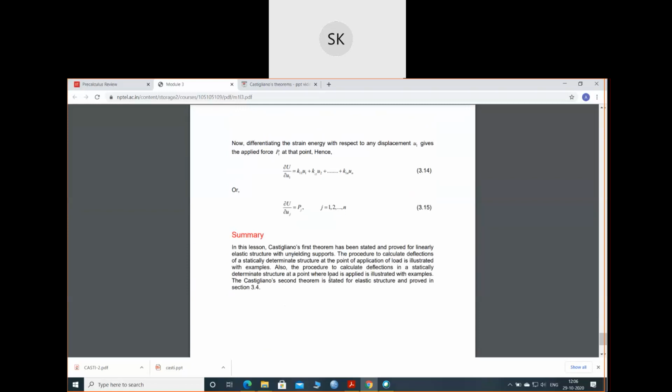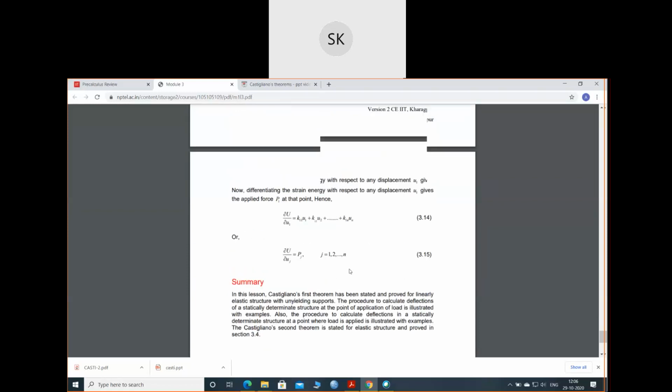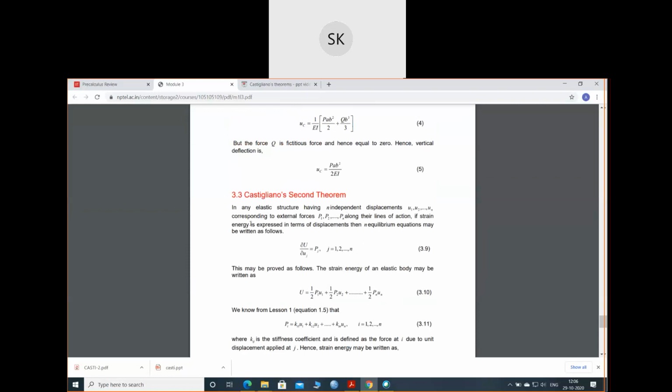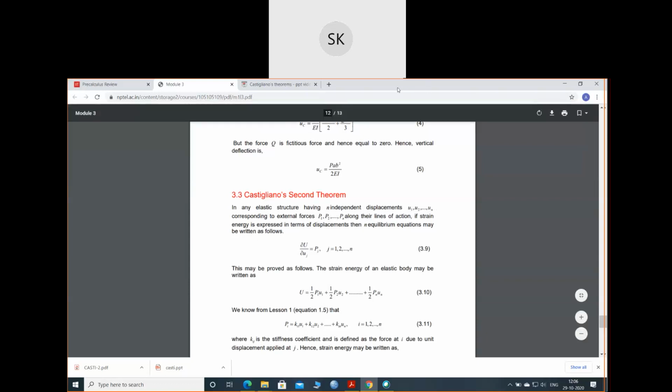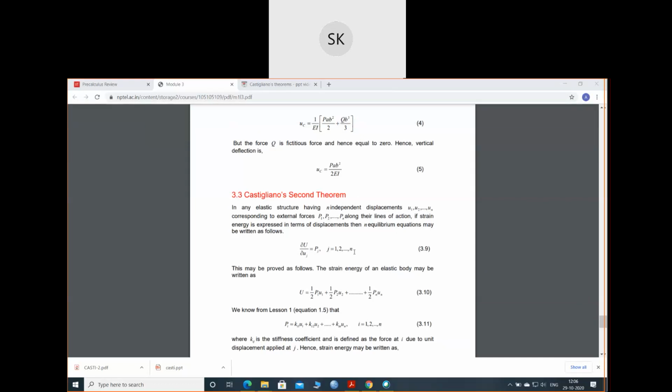So there are two Castigliano's theorems, 1 and 2. The second theorem says that in an elastic structure having n independent displacements u1 to un corresponding to external forces along their lines of action, if strain energy is expressed in terms of displacement, then the equilibrium equations may be written as follows.